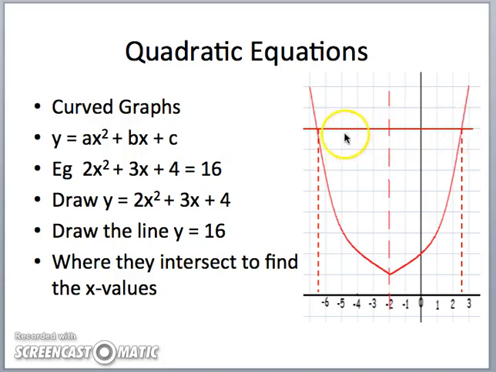And then where these two lines intersect, we can find out what the x values are here and here. Looks like approximately 2.5 and minus 6.5. And we can then put those answers back into the equation to give us our final solution. There are other ways of solving these, and I will do that in the next screencast.